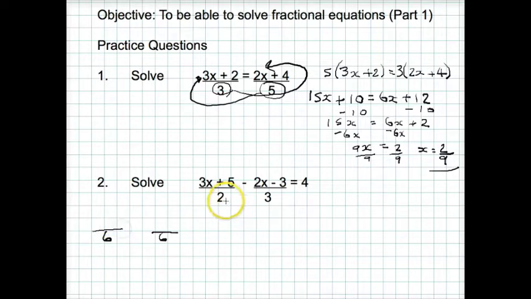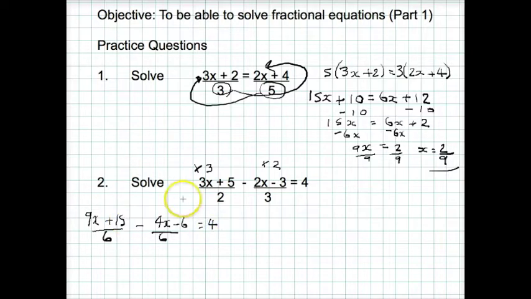So what have I done to the 2 to get it to 6? I've timesed it by 3. So I need to times the top here by 3 as well. So if I times this all by 3, I'm going to get on the top of this one 9x plus 15, and then I've got to take away on the top of this one, to get the 3 to the 6, I'm going to be timesing this by 2. So I'm just going to times the top of this by 2. So I'm taking away, this becomes 4x minus 6, and that all equals 4.